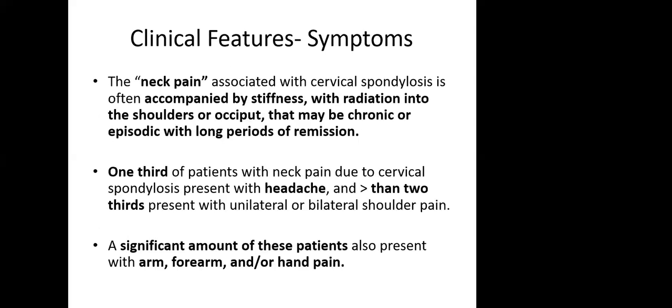The neck pain associated with spondylosis often is accompanied by neck stiffness with radiation into the shoulders or the occiput. It may even be chronic or episodic with long periods of remission. A small number of these patients may also present with arm, forearm, or hand pain.